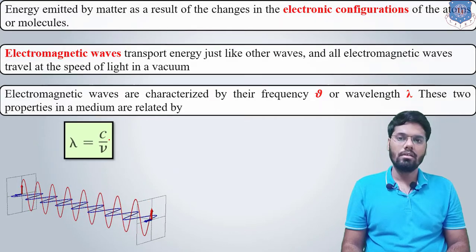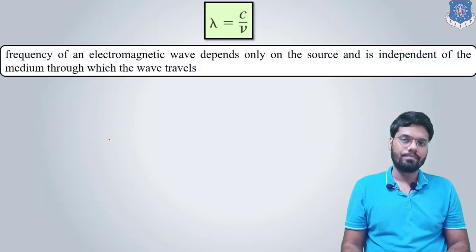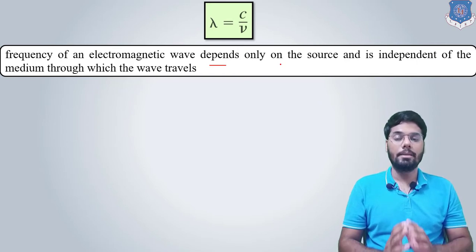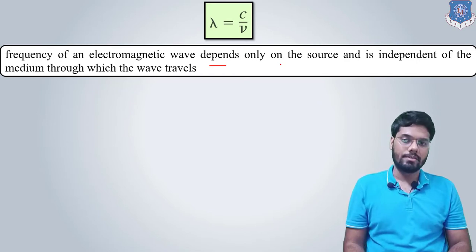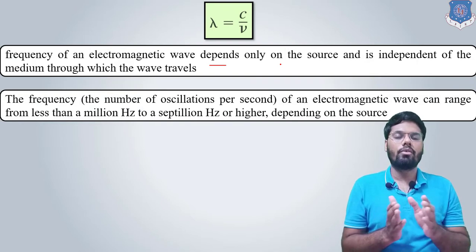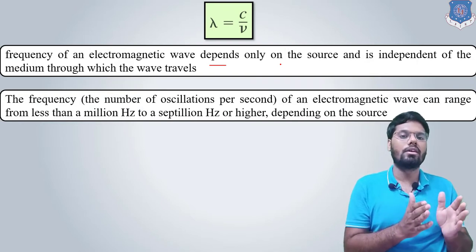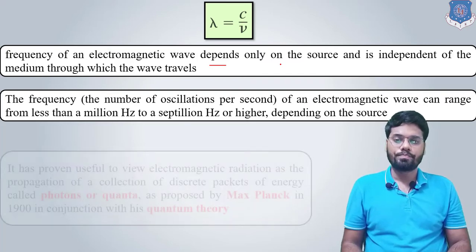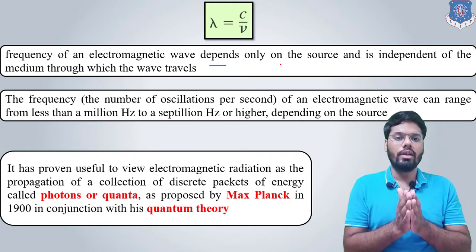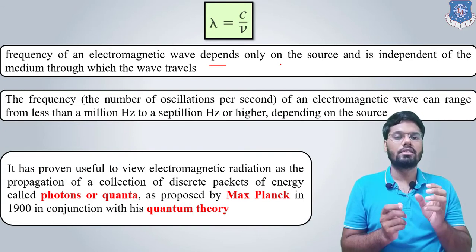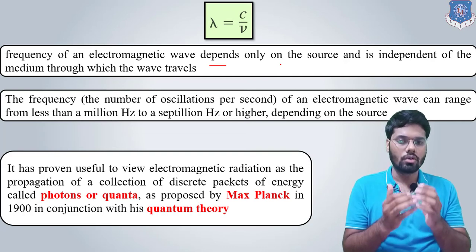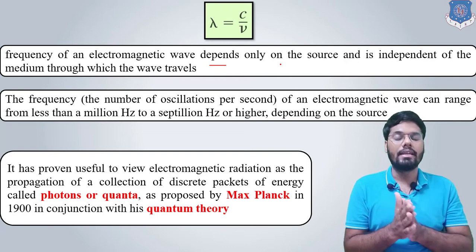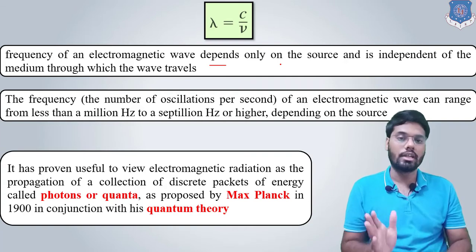Now, from this equation, we can see that the frequency of electromagnetic wave depends only on the source, and it is independent of the medium through which it travels. The frequency of electromagnetic wave can range from less than a million hertz to a septillion hertz or higher, depending on the source. So, it has proven useful to view electromagnetic radiation as the propagation of a collection of discrete packets of energy called photons or quanta, as proposed by Max Planck in 1900 in conjunction with his quantum theory.